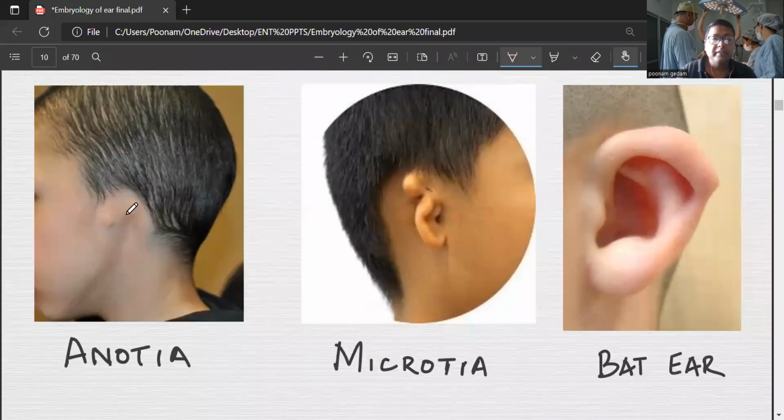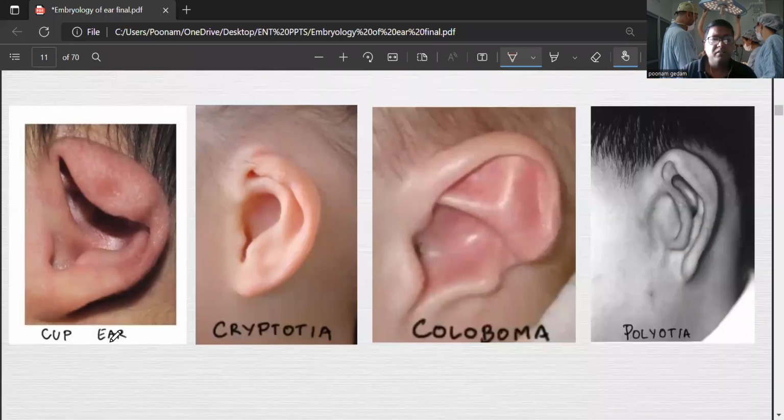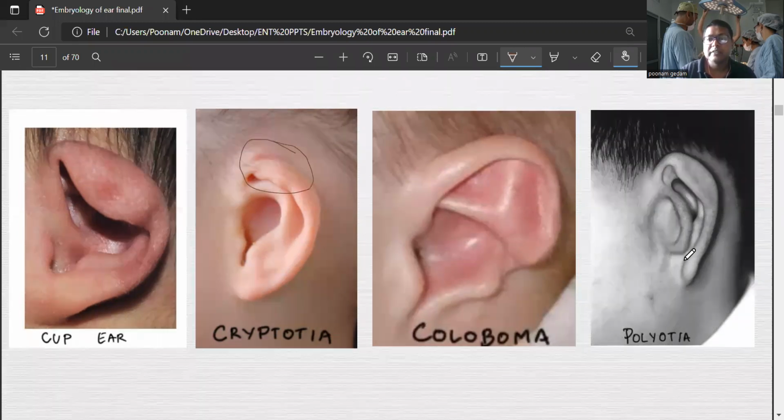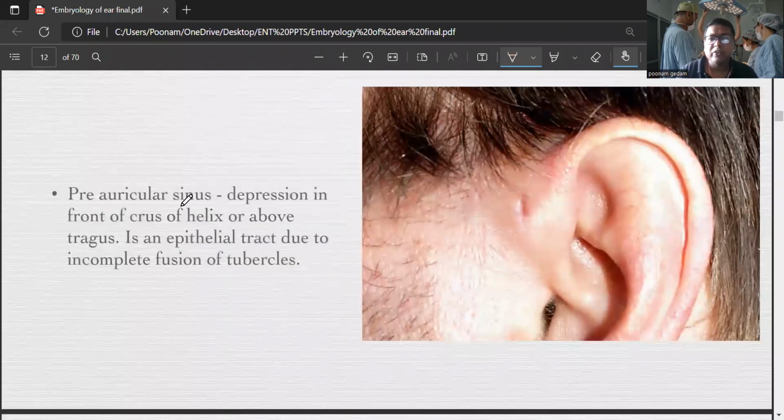So you can see, this is anotia, no ear. This is microtia, grade 2 microtia. This is bat ear, we all know that. This is cup ear. This is cryptotia, you can see that this fold is. This is coloboma. This is polyotia, this is another pinna.